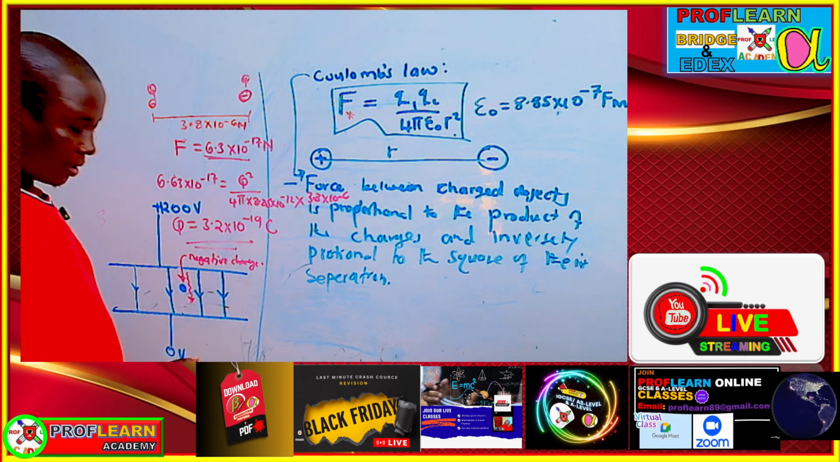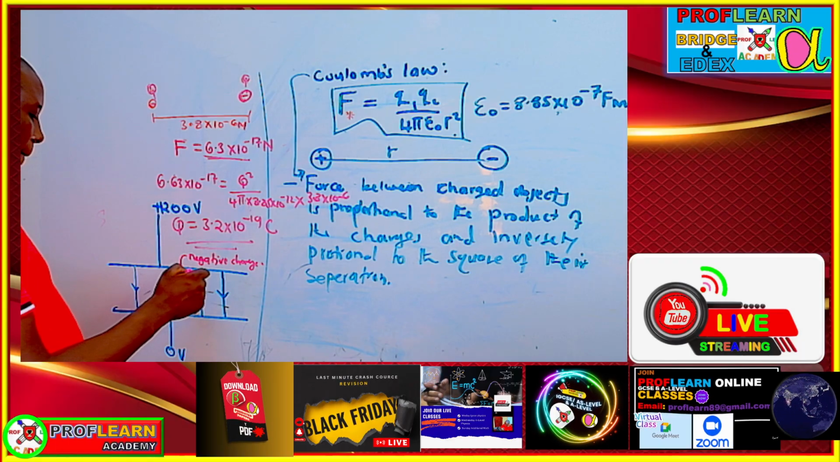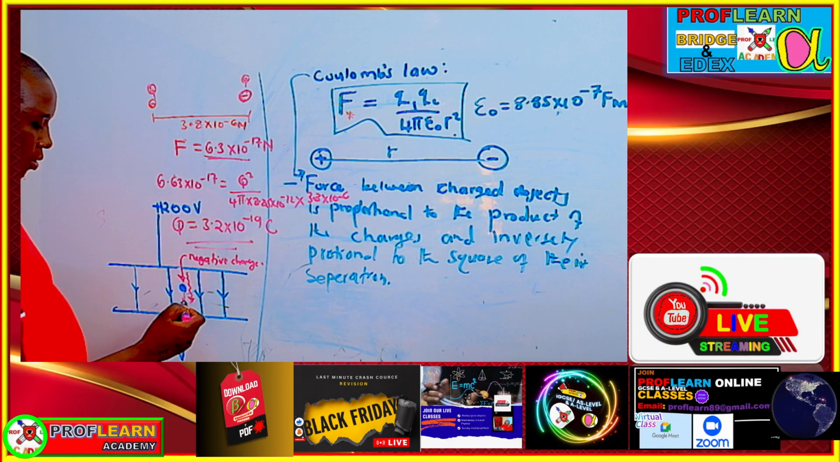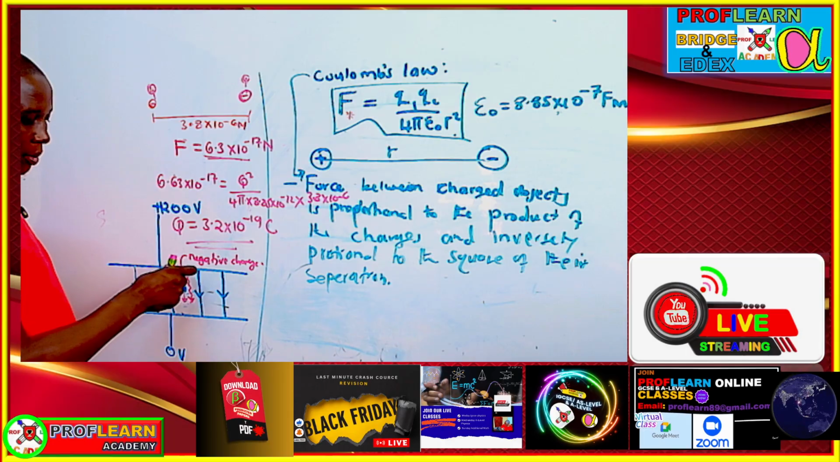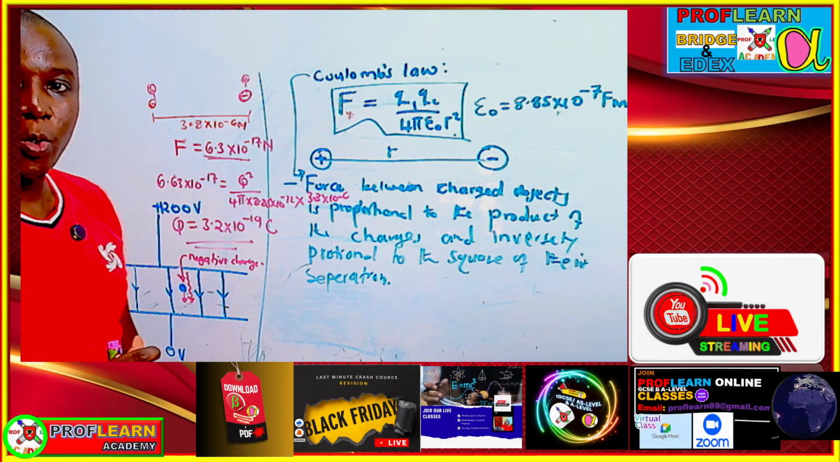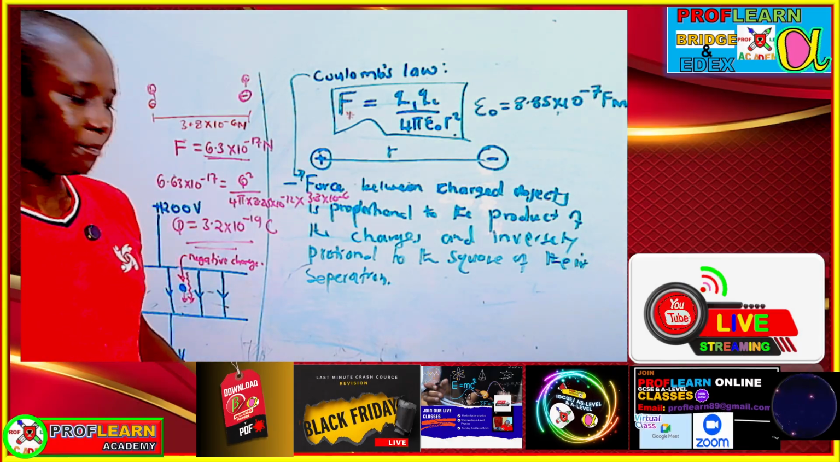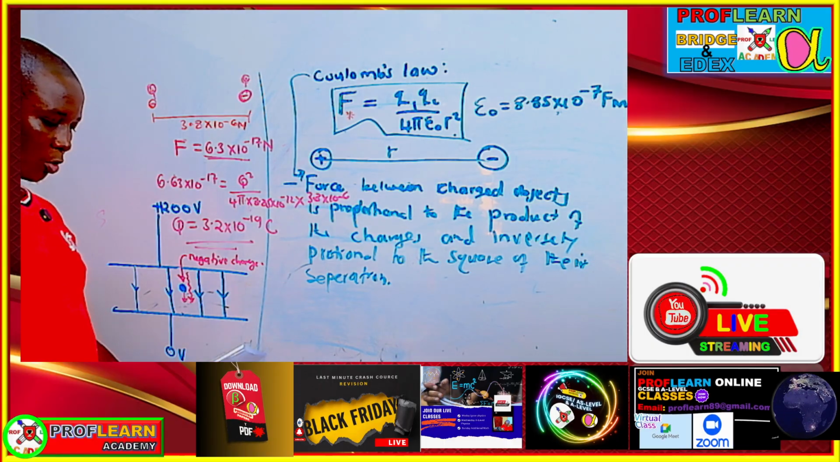I'm saying it's a negative charge because it will be attracted by the positive plate and the weight will be acting downward. So the force of attraction towards the positive plate and the weight of this oil drop are balanced, and that is why we see it stationary between the two plates.